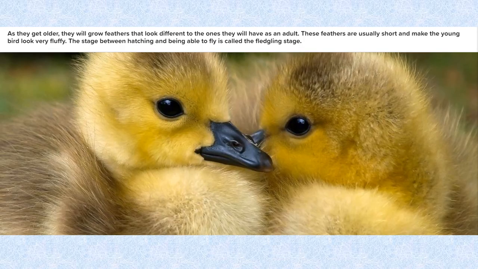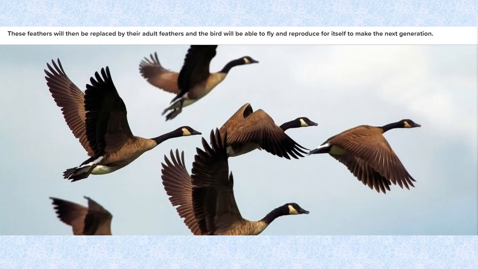As they get older, they'll grow feathers that look different to the ones they have as an adult. These feathers are usually short and make the young bird look very fluffy. It's sort of a downy feather, that one. We call it a down. The stage between hatchling and being able to fly is called the fledgling stage. The feathers will then be replaced by their adult feathers, and the bird will be able to fly and reproduce for itself to make the next generation.